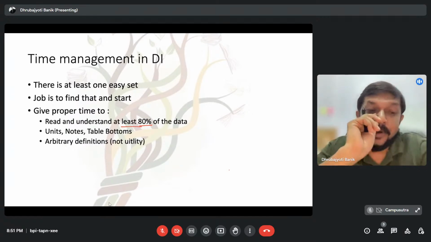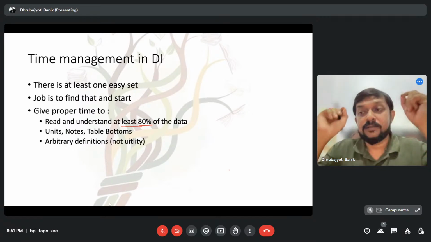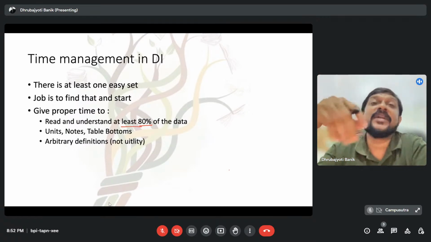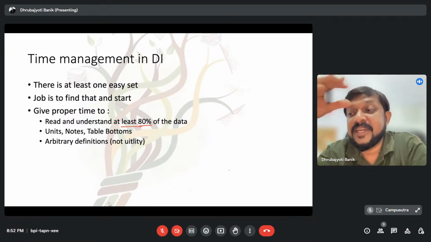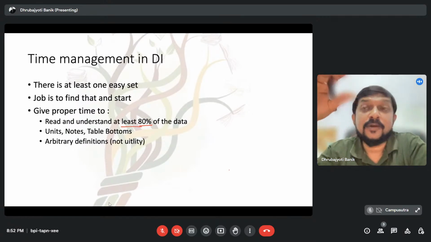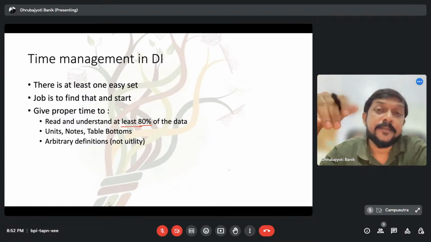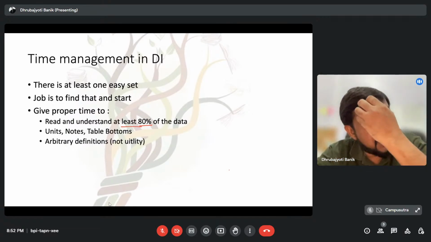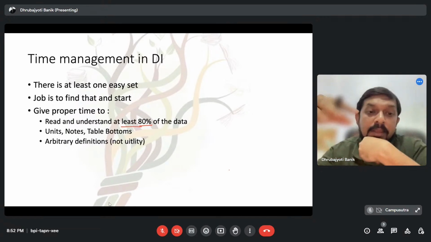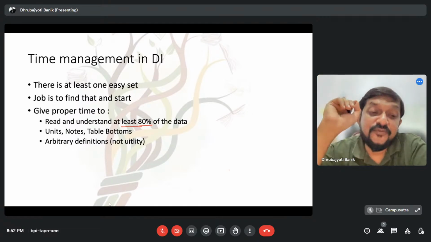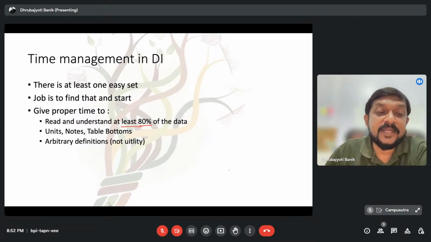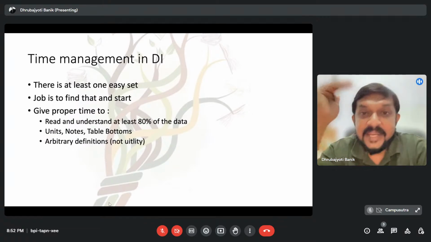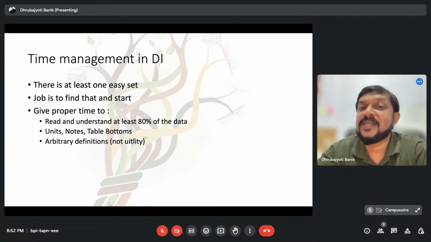A very, very important word of caution: the units in the data and the units in the question may be different. For example, the data may be given in millions, the question might be asking in lakhs. Okay, the data may be given in rupees, the question may be asking in kilos. So therefore it is very, very important that you keep a strong eye on units, and you see that the data and the questions are in sync with the units.